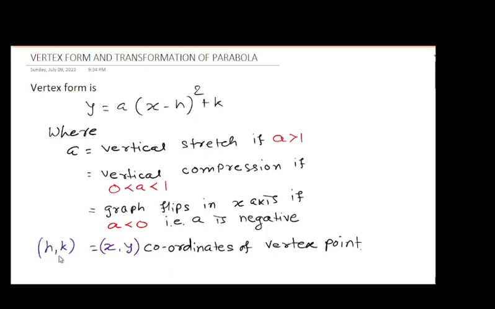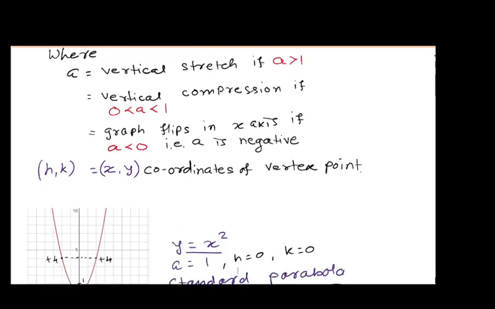H and k refer to the x and y coordinates of the vertex point. Hope it is clear now, because this is important. When a is greater than 1, it stretches the parabola. When a is between 0 and 1, which means it is a fraction or a decimal value, it compresses the parabola. And when a is negative, it will flip the parabola over the x-axis. H and k refer to the x and y coordinates of the vertex point. Correct? So let us see some equations.